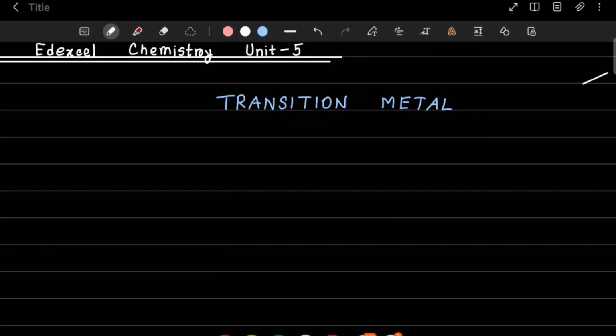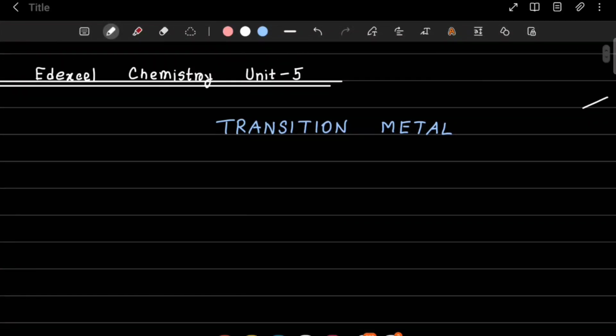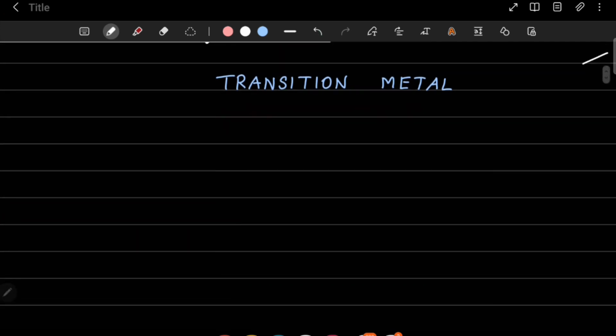Welcome to Mathematics. Today we'll be learning about Edexcel Chemistry Unit 5, Transition Metals. So before we begin learning about transition metals, we have to learn what D block elements are.